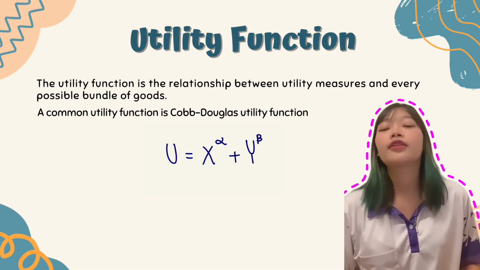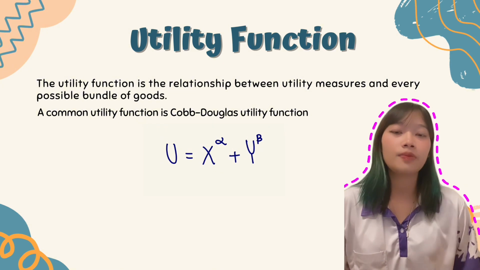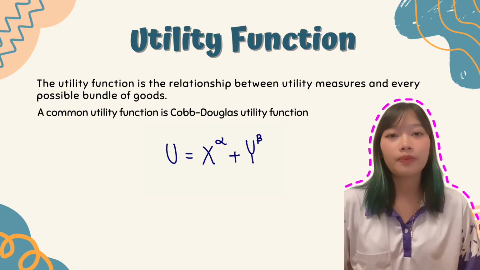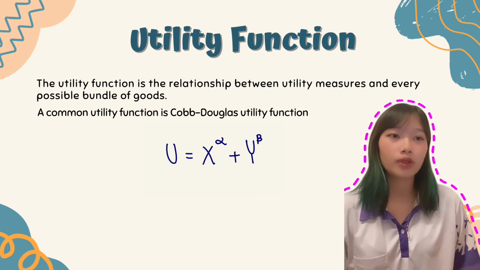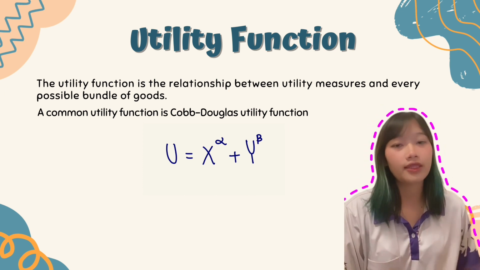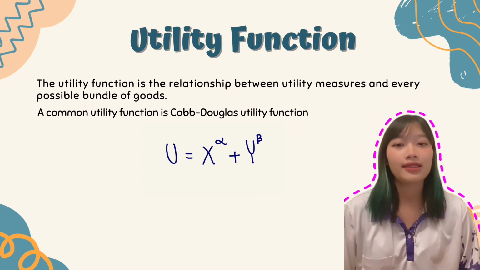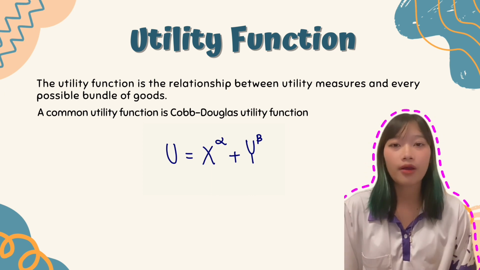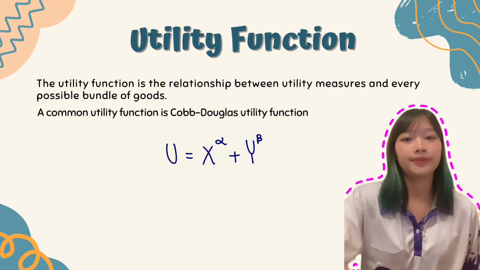A utility function is the relationship between the utility measure and every possible bundle of goods. A common utility function is Cobb-Douglas, thus U equals X over alpha plus Y over beta.